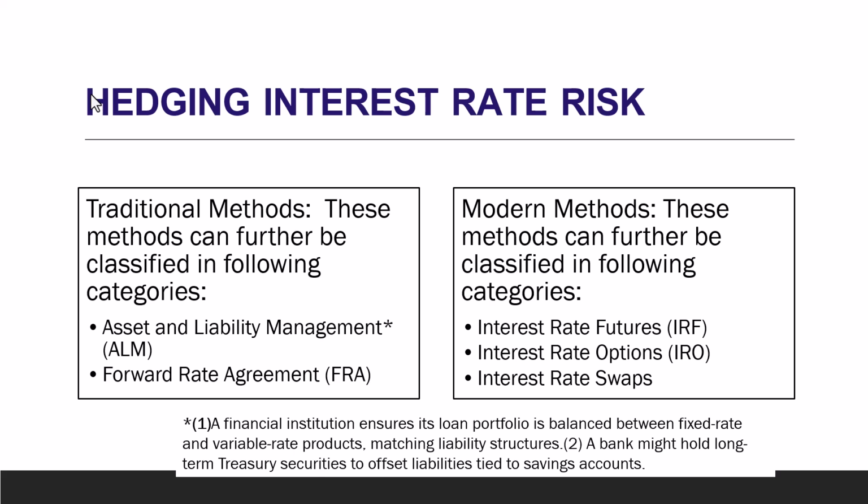So financial institutions ensure their loan portfolio is balanced between fixed rate and variable rate products. That means they give loans both at a fixed interest rate as well as variable. So even if the interest rate goes up and down, they are not going to be so much impacted. If the interest rate goes up, they're going to get more interest from the person who has borrowed the money from them on variable. Some borrowers always prefer a fixed rate, so the bank keeps the interest rate a little higher so that they don't lose out.